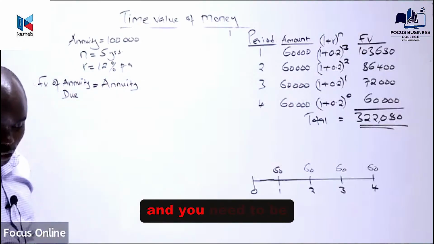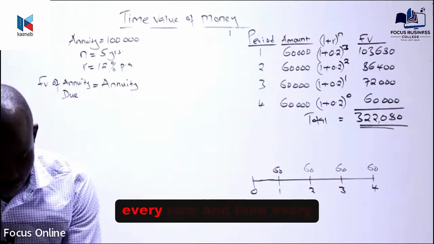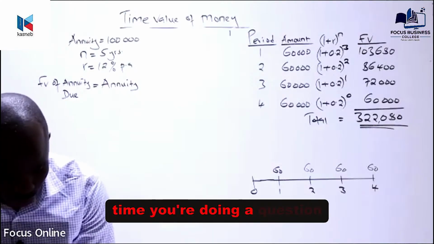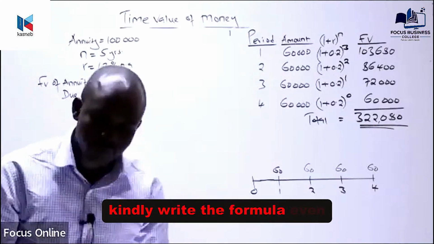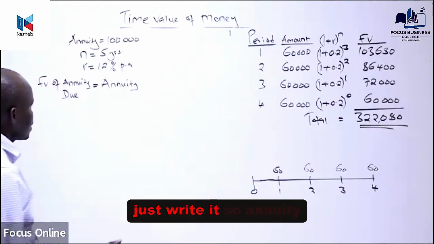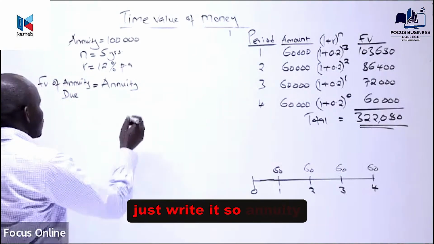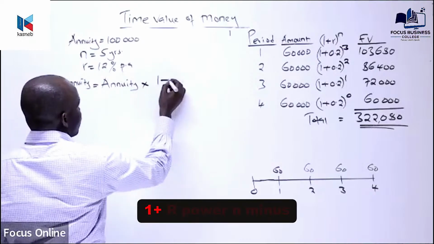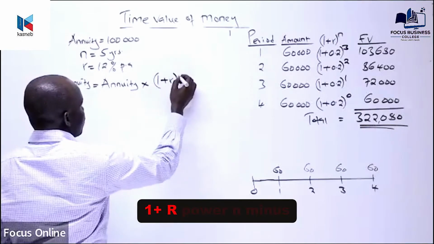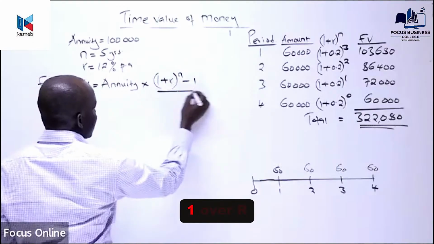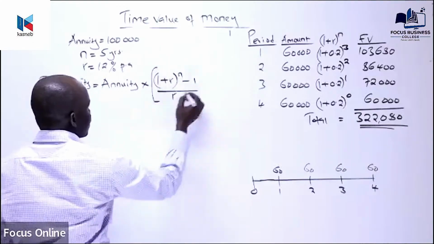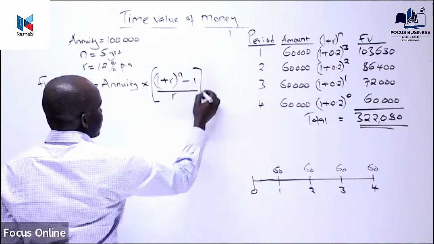And you need to be writing these formulas every now and then. Every time you're doing a question, kindly write the formula. Even if you know the formula, just write it. So annuity times 1 plus r power n minus 1 over r times 1 plus r.